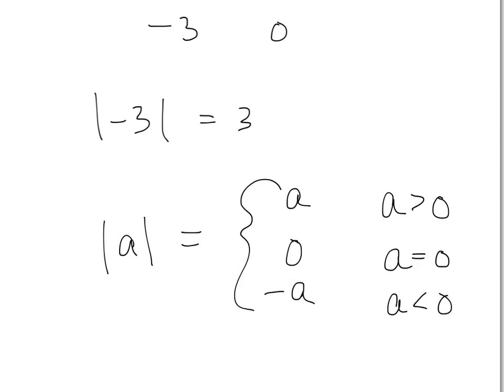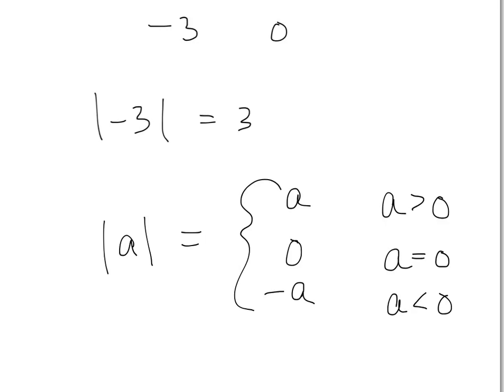So this is how we write it. We say that if A is positive, then the absolute value of A is just A. If A is 0, the absolute value is just 0. But when A is negative, we just take the opposite of whatever it was to get the absolute value. So if A was negative 7, the absolute value is just 7. This is how we write what's called a piecewise function.